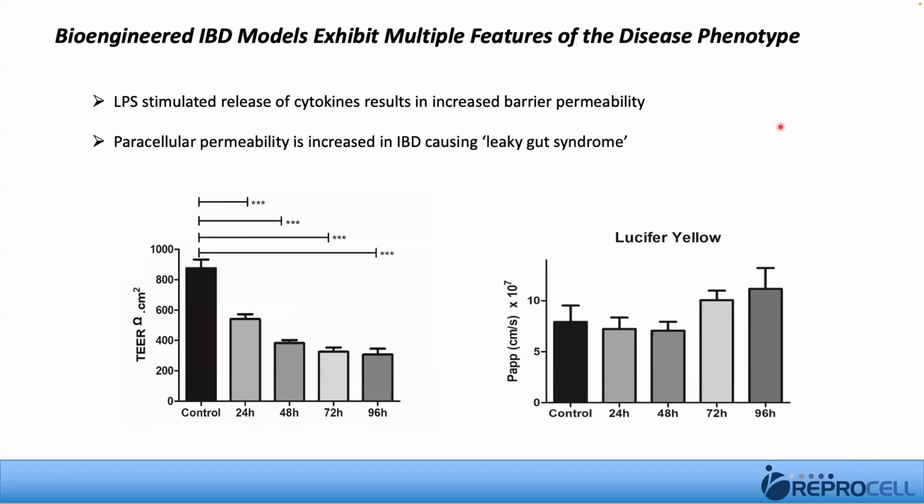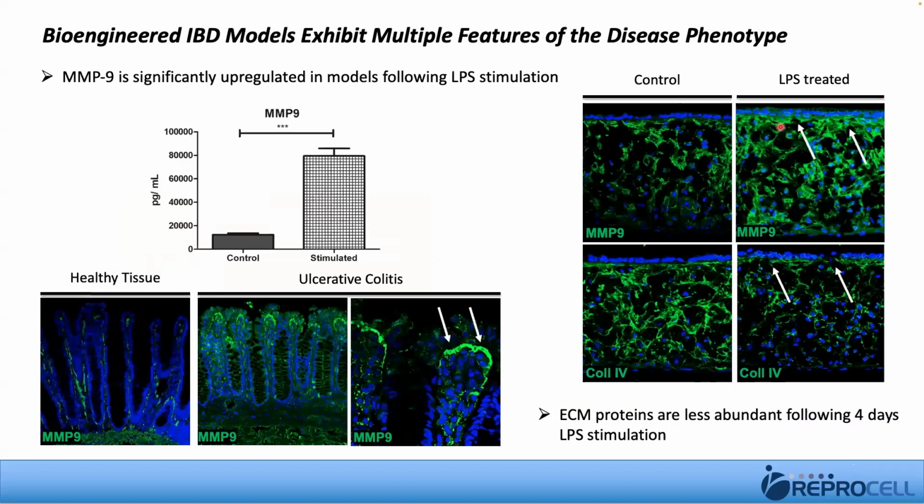We also see very nicely that this inflammatory response is also having an impact on paracellular permeability, mimicking the leaky gut syndrome. So the TEER levels of the model decrease, the passage of fluorescent dyes and other molecular markers such as certain dextran molecules we've used also increase. So you can figure out the permeability using those methods.